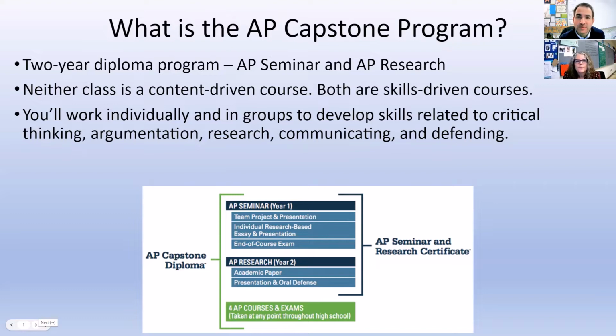Basically, the point of the program is to help students develop skills that relate to critical thinking, how to argue effectively, how to conduct research, how to take the research that they found and present it in a way to back up a certain argument or a solution to a problem, and then how to communicate that effectively. Both courses allow students to explore many different interests and topics as they work through these skills.